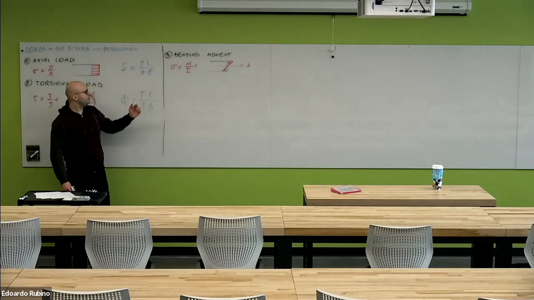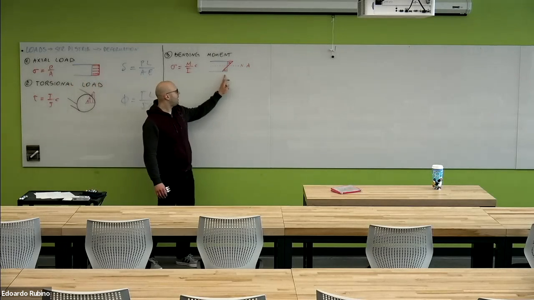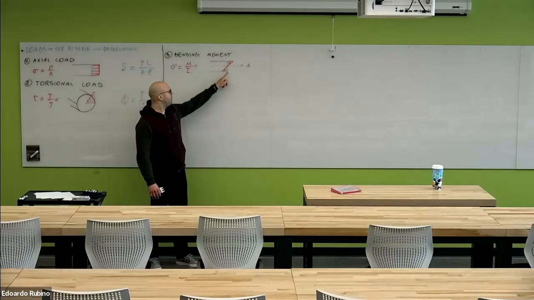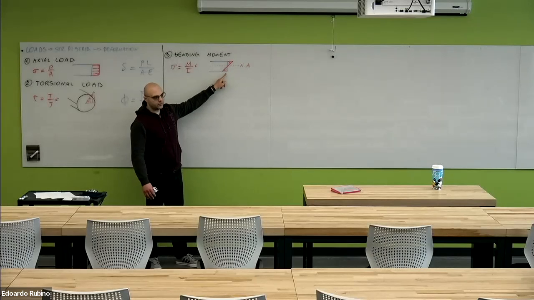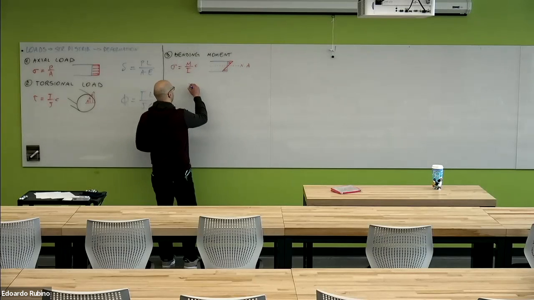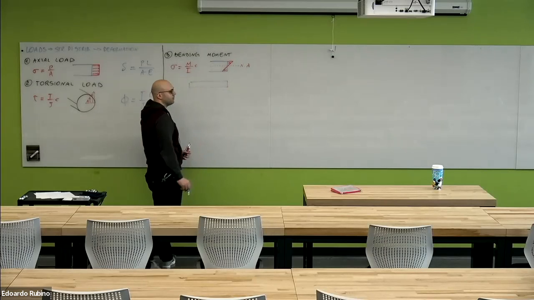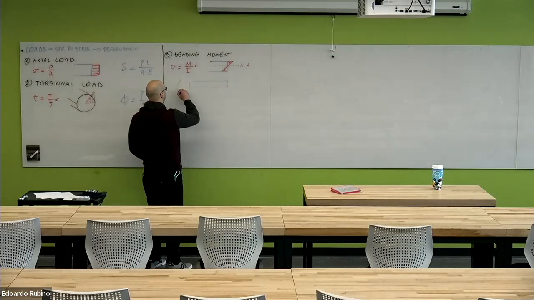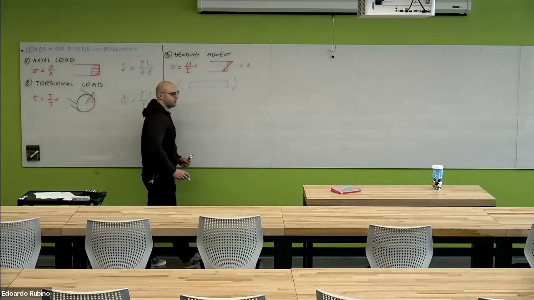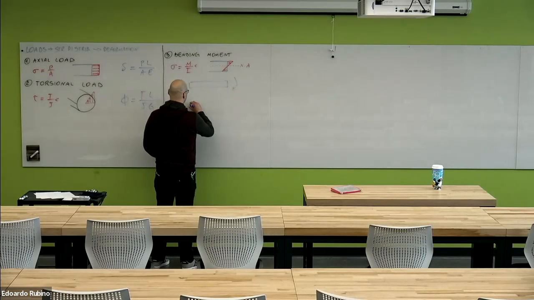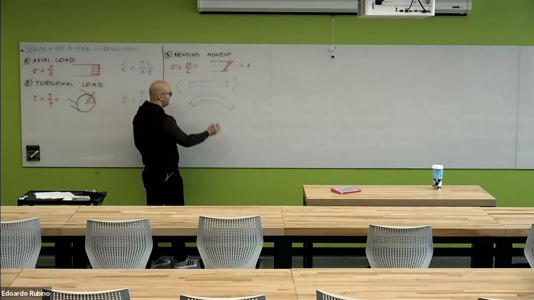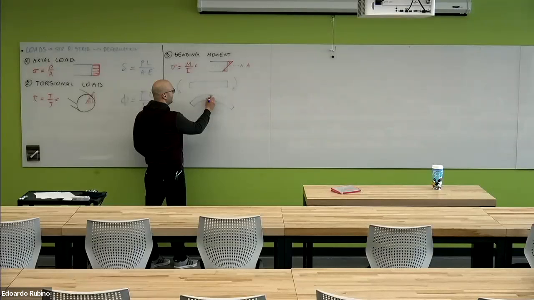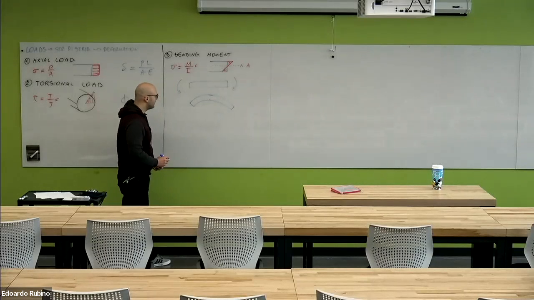So in this case, we have that the top fibers are stretched and the bottom fibers are compressed. Of course, this depends on what sign of moment we apply. So for example, if this is the original configuration of our beam, if we apply a moment in this direction, we obtain a deformation that looks like this. And we have top fibers that are stretched and bottom fibers that are compressed.